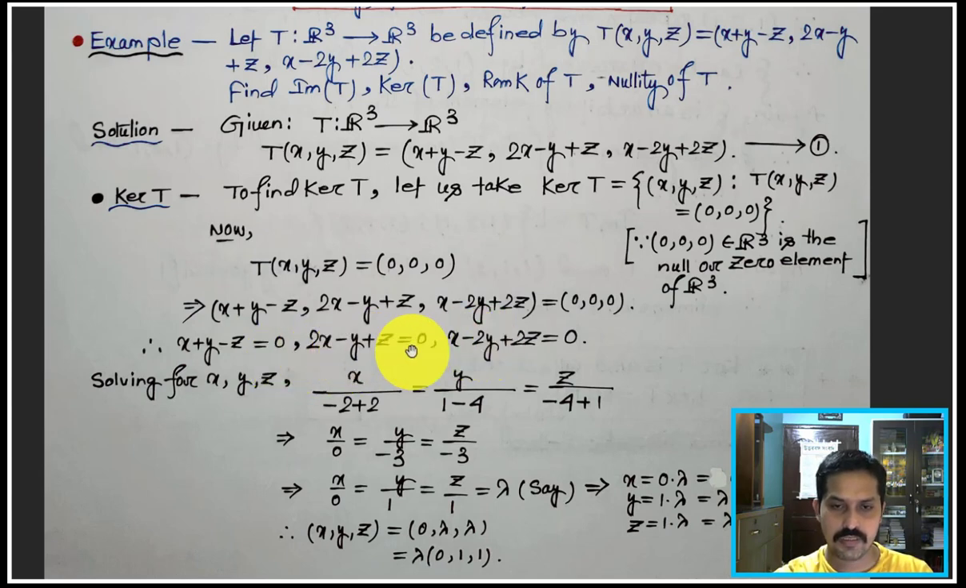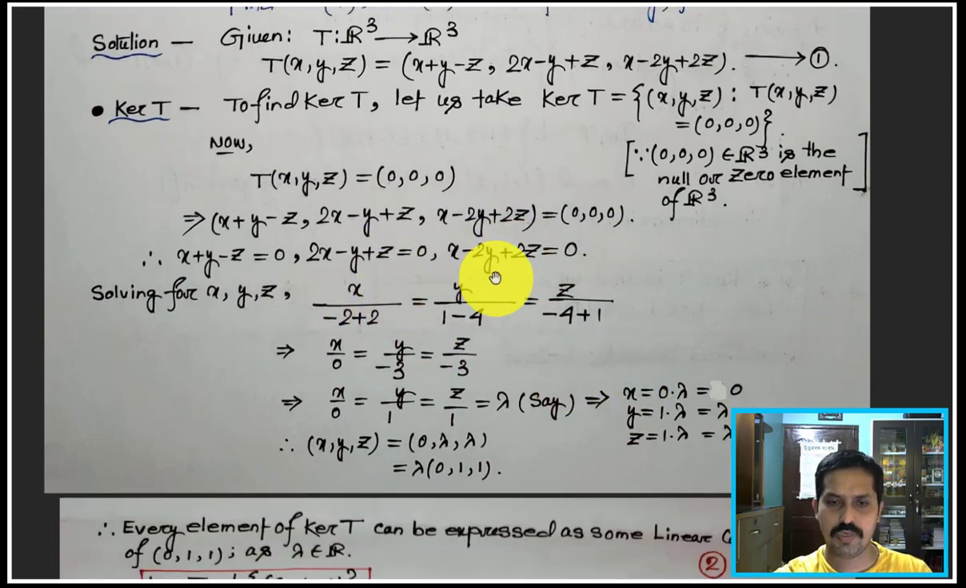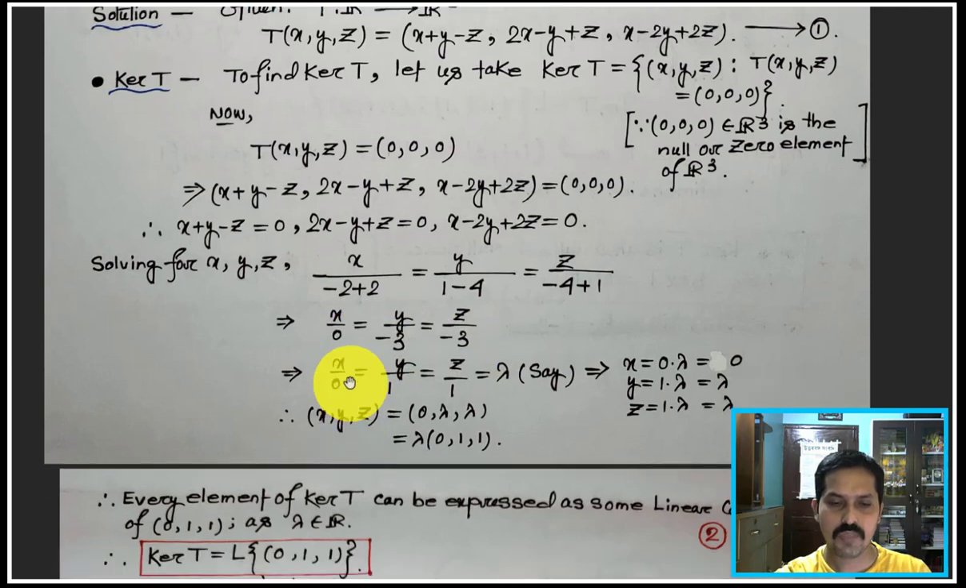So I just consider these two equations and use the cross multiplication method. You can apply Cramer's rule, elementary row operations, or the matrix inversion method, but this is quite a handy method. So by solving these two equations, I get x by 0 equals y by minus 3 equals z by minus 3. Dividing the denominators by minus 3, we get x by 0 equals y by 1 equals z by 1 equals lambda, say, where lambda is a real number.